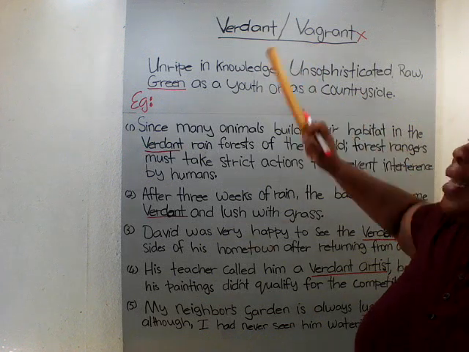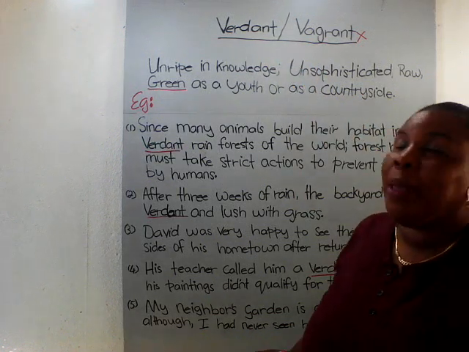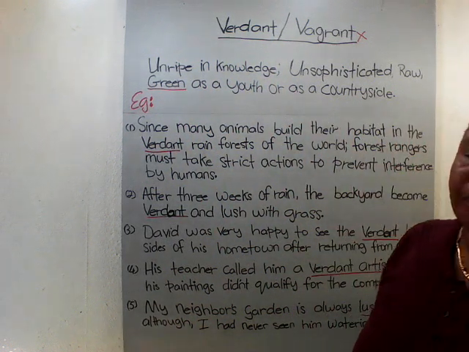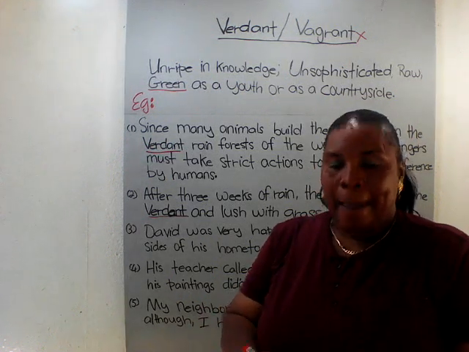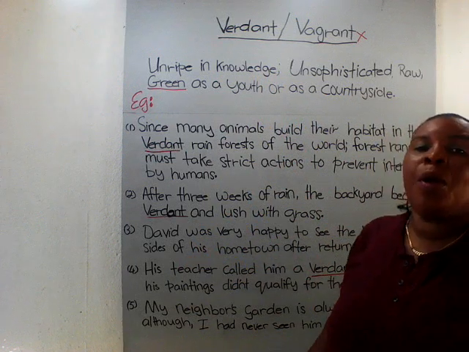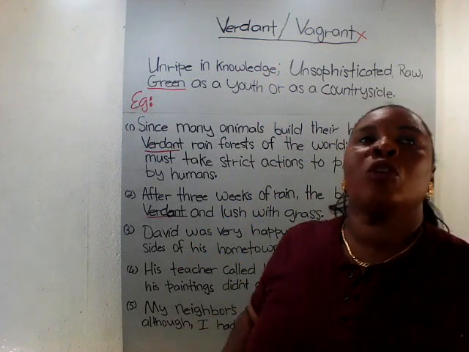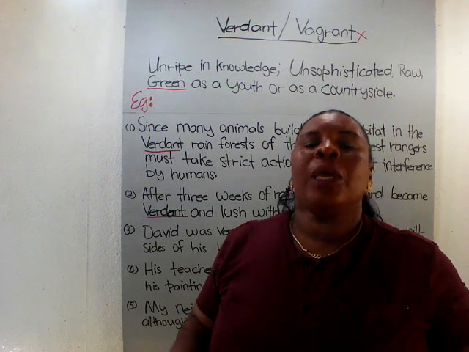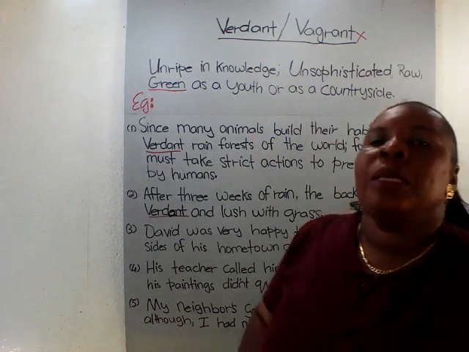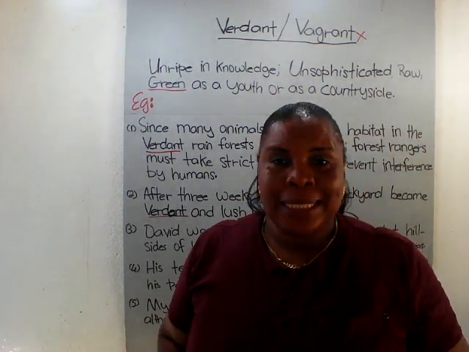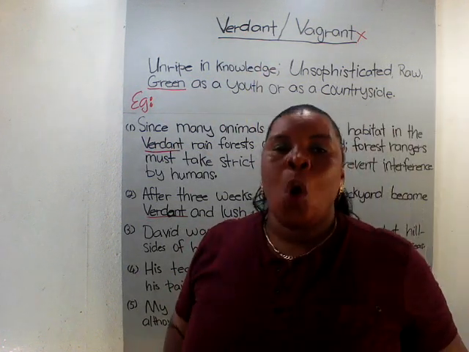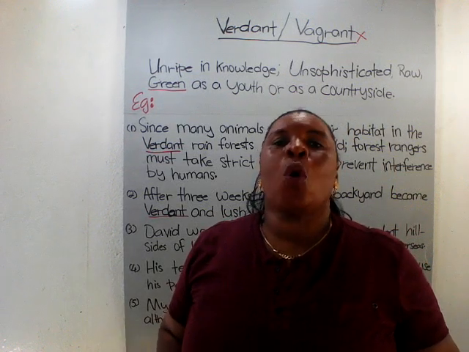Remember, they almost sound alike and are almost spelled alike. So verdant is something green, and vagrant is to beg. That's a beggar. Alright, so look at these sentences, and figure out how to use the word verdant in your own sentences. And you can also create some sentences with the word vagrant as well. But our focus is the word verdant, which means green or unsophisticated, untrained, or unlearned.